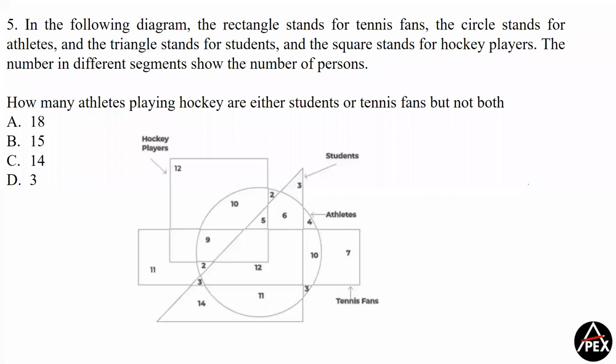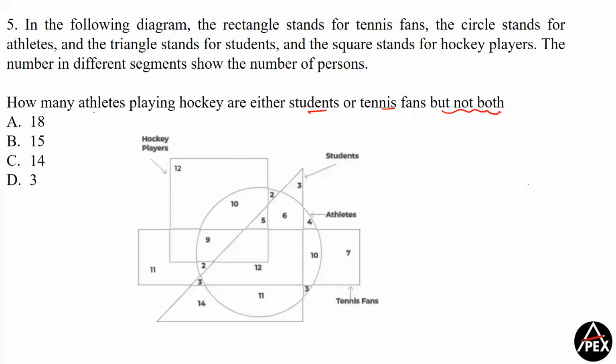So in the following diagram, the rectangle stands for tennis fans, the circle is for athletes, the triangle for students, and the square stands for hockey players. The numbers in different segments show the number of persons. Now, how many athletes playing hockey are either students or tennis fans, but not both? So if you observe, they should not be both students and tennis fans.